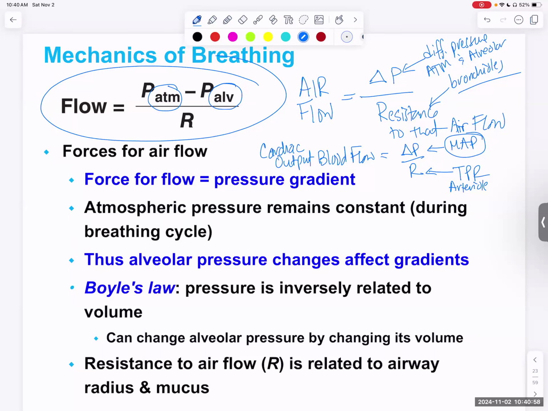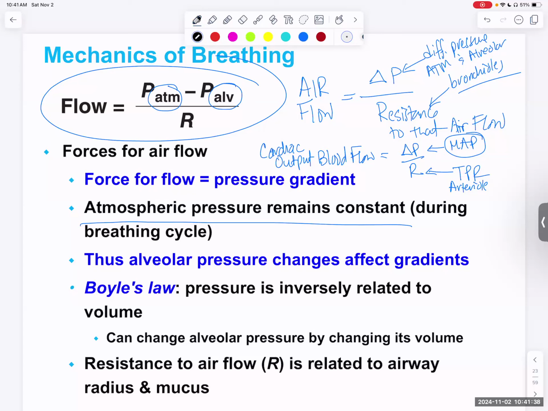Like cardiac output, what's driving blood to move from the left aorta all the way back to the vena cava is a pressure difference, and that pressure difference is our blood pressure, our mean arterial pressure. In airflow, it's basically the pressure gradient created by manipulating the volume of your thoracic cage or rib cage. Atmospheric pressure remains constant unless you're going up or down in altitude. What we can change, though, is the volume of our thoracic cavity.